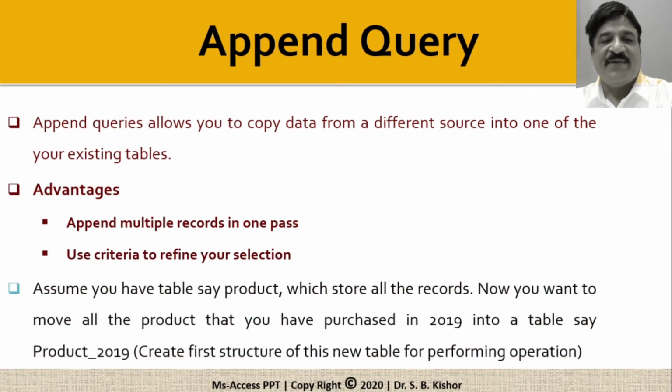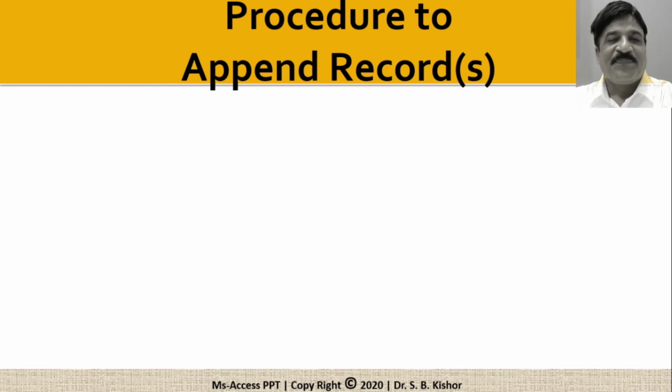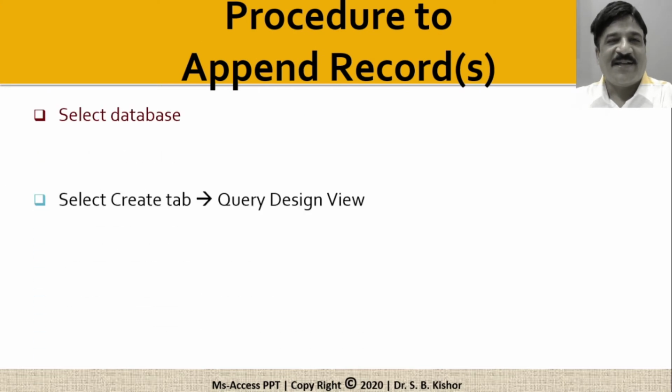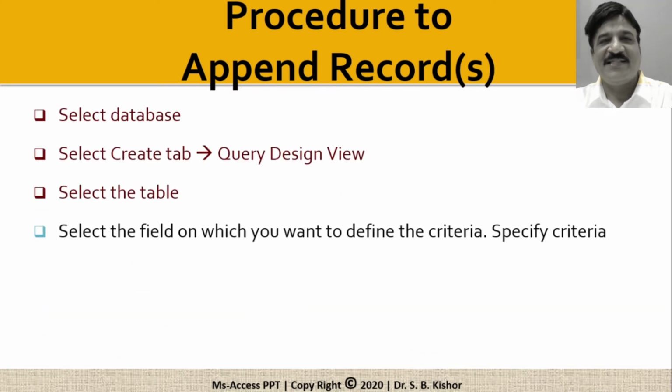Now, assume you have a table, say product, which shows all the records. You want to move all the products that you have purchased in 2019 into a table, say Product 2019. Before performing this operation, make sure that you have already created the structure of the table Product 2019. So how to do it? We will see again in a practical session. Now, this is the procedure. Again, it's for your reference purpose, nothing else.